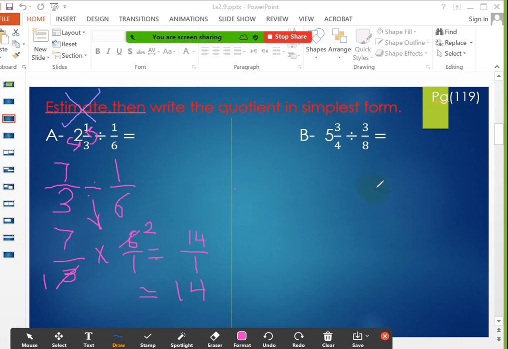Yes, Yusra? All of you will answer, inshallah. 5 and 3 over 4. Could you please help me to write it as a fraction? It will be what? 5 multiply 4 plus 3. 5 multiply 4 equals what? 20 plus 3 is 23. Very good. 23 over 4. Thank you. Divided by 3 over 8. Very good.